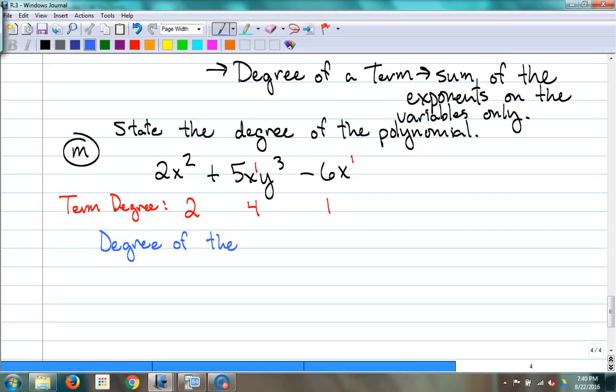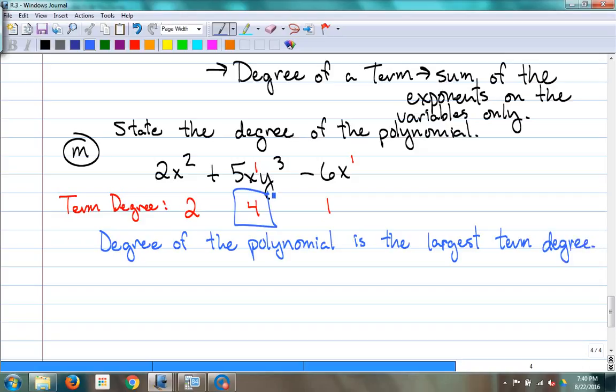The degree of the polynomial is the largest term degree. So 4. So the degree is 4. Finding the degree of a polynomial: get the degree of each term and then pick the biggest one.